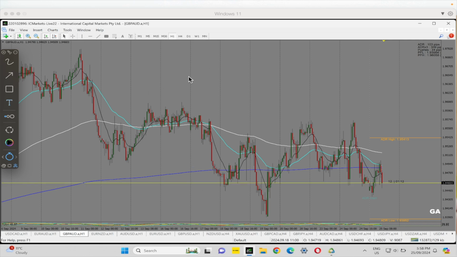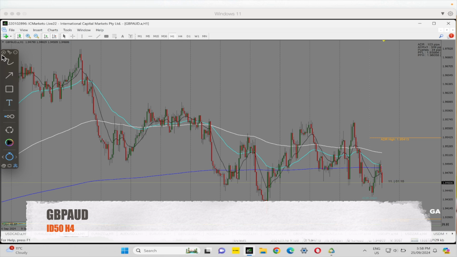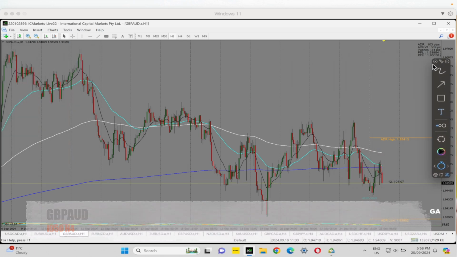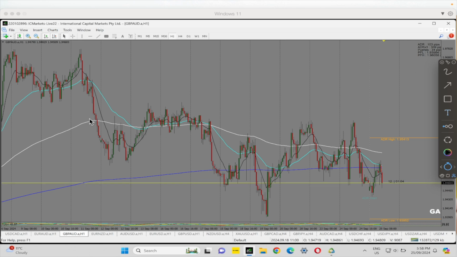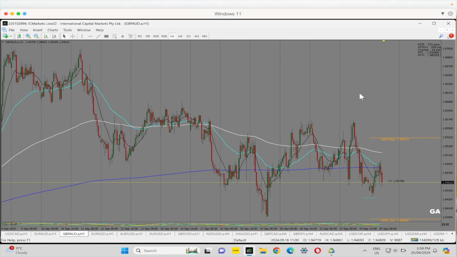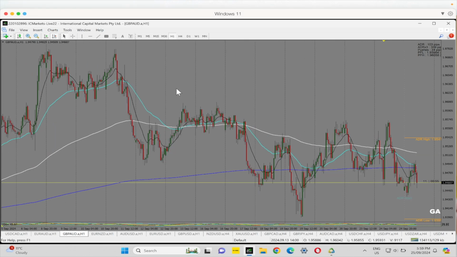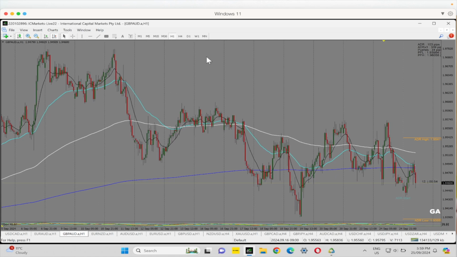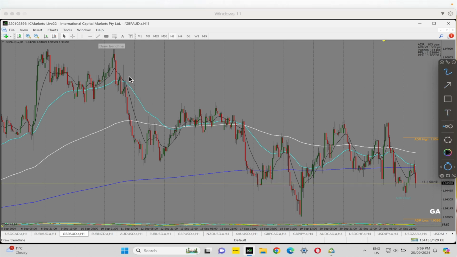We're back in the charts, guys, and we're gonna start with GBP AUD. This is one of the pairs that I showed you when I was trading the ID50. I know if you look at this chart right now, you might not see any ID50 here. Well, you can see ID50s. For example, you have an ID50 right there, another ID50 right there, and you also have another ID50 today right there. There should be another ID50 on the 15 minutes time frame right there as well.